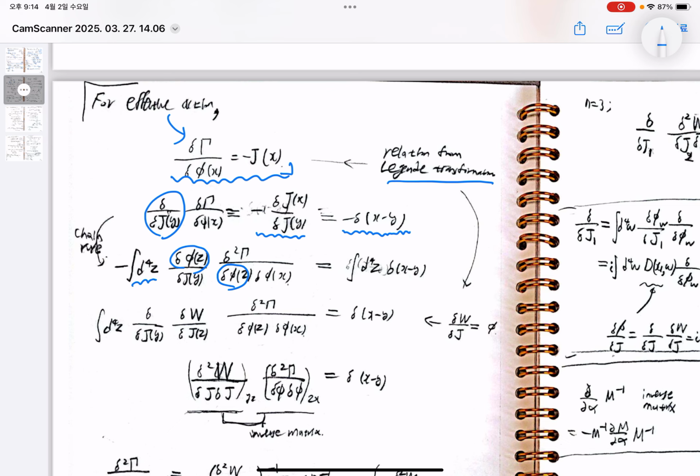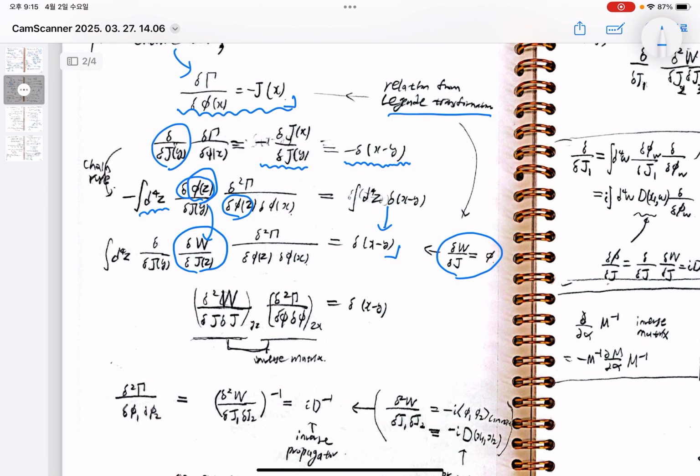and integrate over the space-time. Then the right-hand side just gives the delta functions here. On the left-hand side, we can use the properties of the transformation one more time. dw dti is equal to the pi. So this term, the pi, can be written by the d delta w delta j again.